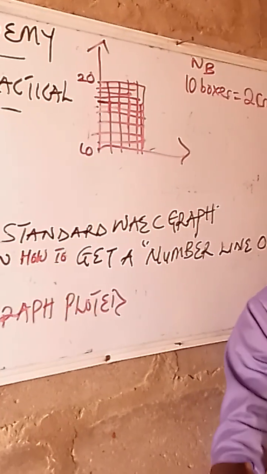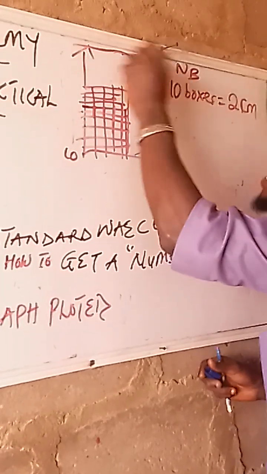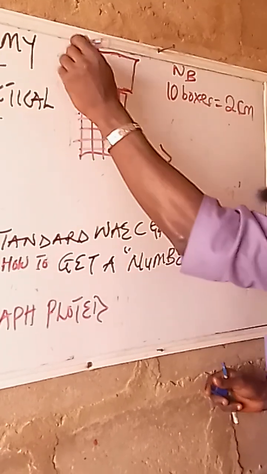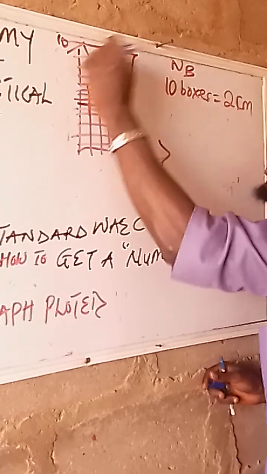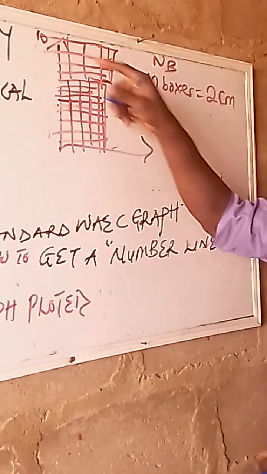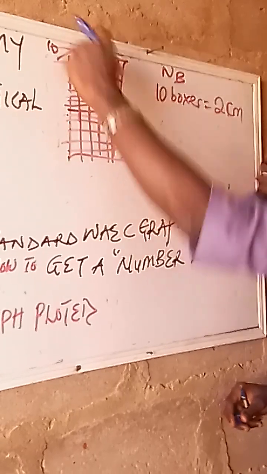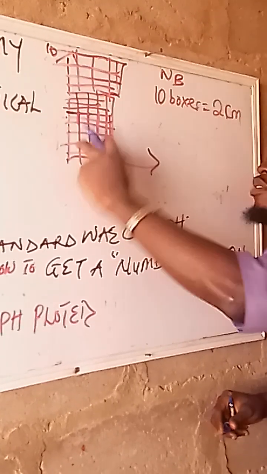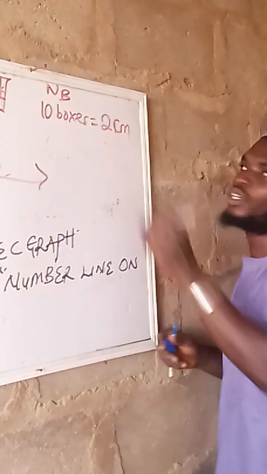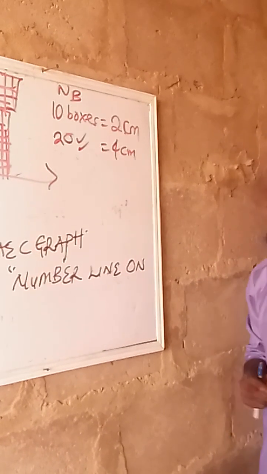If one of your friends sitting beside you decided not to use 10 boxes, he decided to match another 10 boxes with this already one. That means he's going to start from 10. We start from here. These are another set of boxes. Let's say now this is 10. 10 plus 10 will give us what? 20. So when he's starting from here, it has matched both 10 boxes together. It becomes 20 boxes. And those 20 boxes represent how many? 20 boxes represent 4 centimeters. So please take note of that.